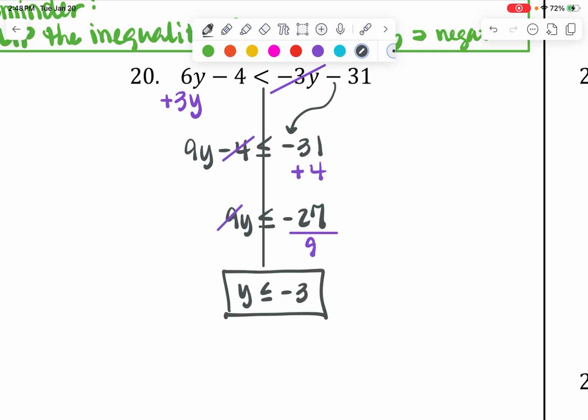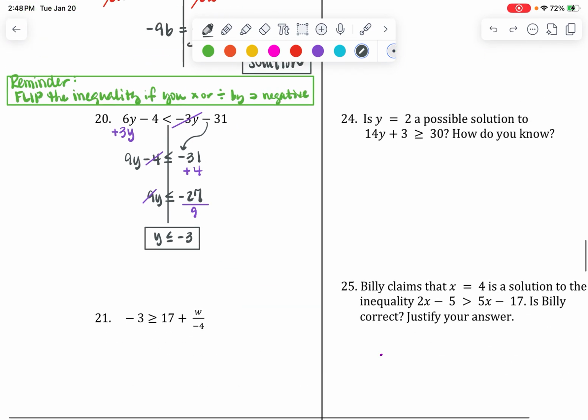Notice I did not flip the inequality symbol. He stayed a less than the entire way down because I never once divided or multiplied by a negative number. I did divide into a negative number, but that doesn't matter, right? It's only if the negative number is on the bottom, right, that you flip the inequality symbol.